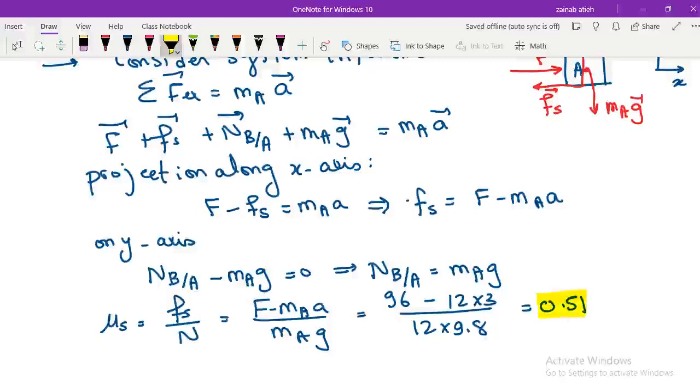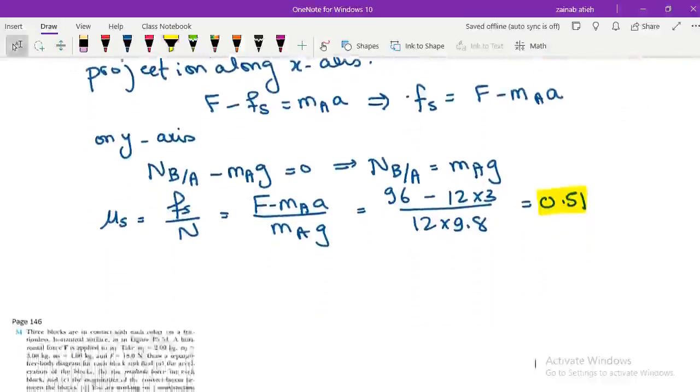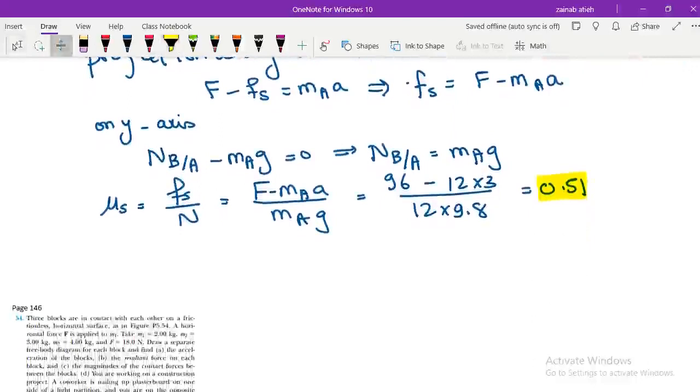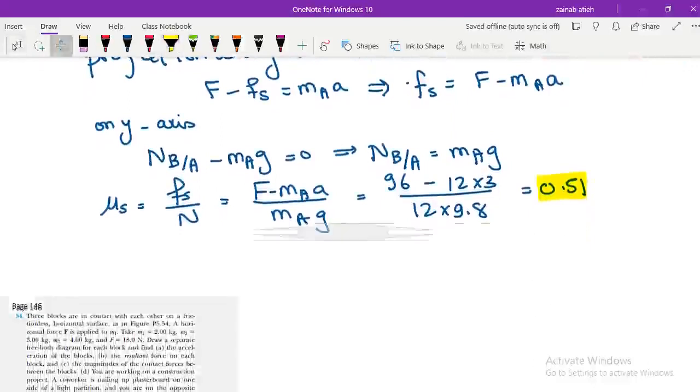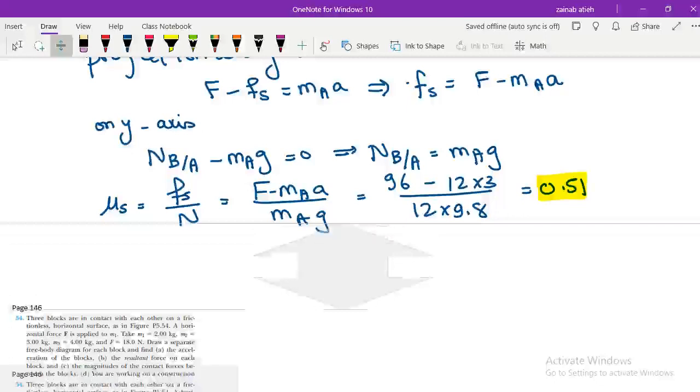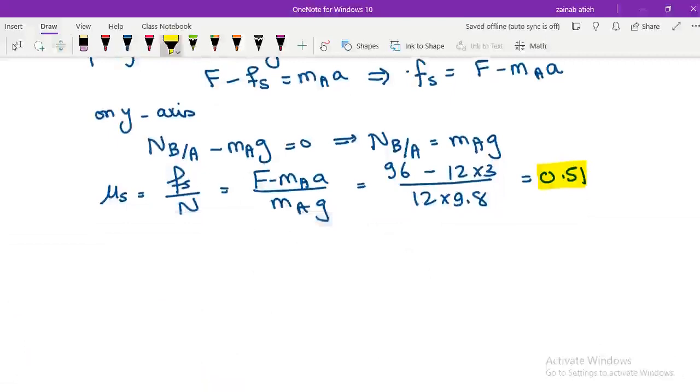Okay. I can also solve it by taking system B by itself. I can solve it, but it will be harder. I will let you see that I can use B alone and find the same answer. So I will move downward a little bit. But I advise you, each time you are going to find mu s, take the upper object. It's easier to find Fs and N from the upper object. So I will solve it. I will allow you to see it.